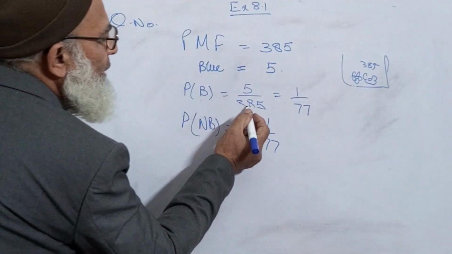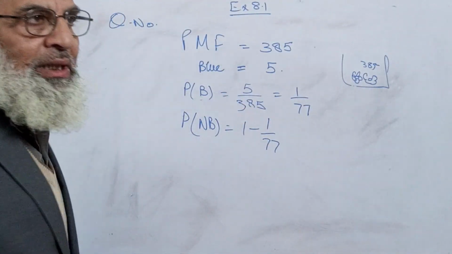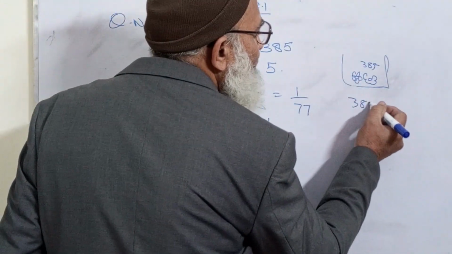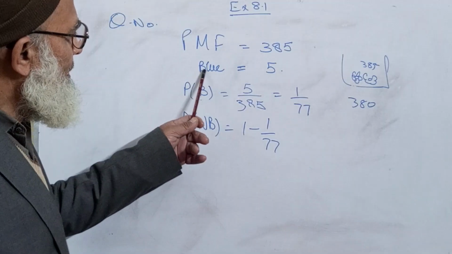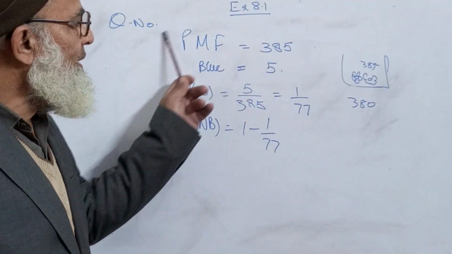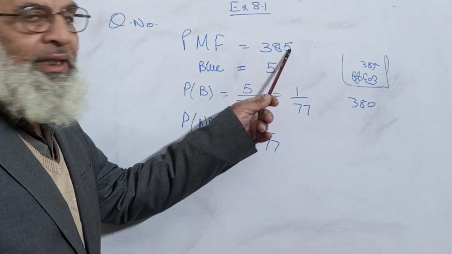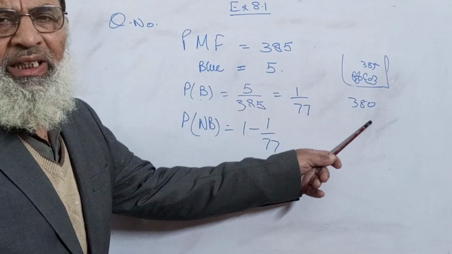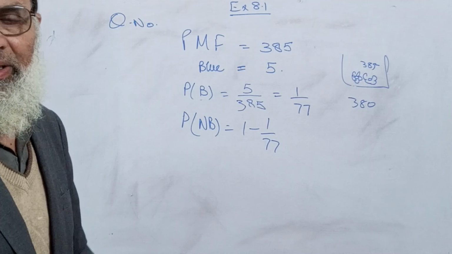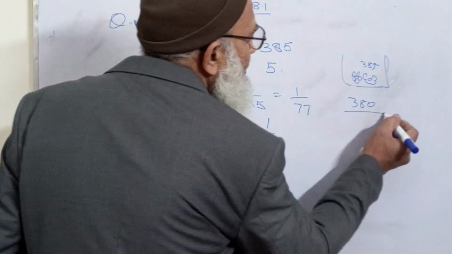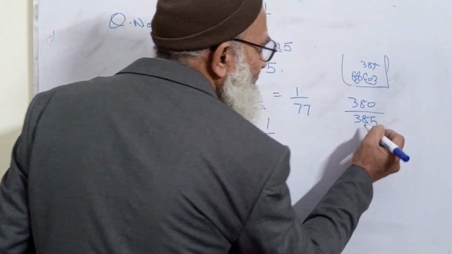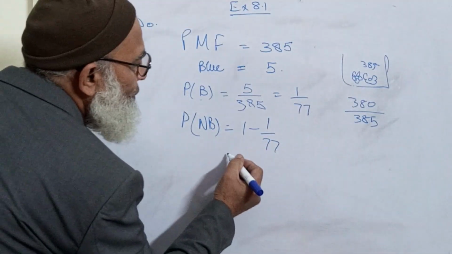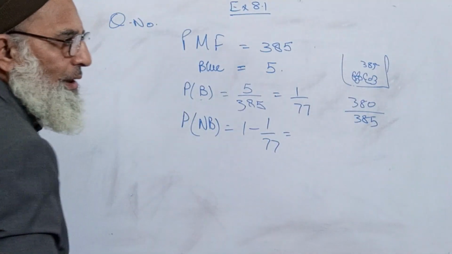The other method will be, yes, of course, there are 380 flowers which are not blue. We know it from this data because only 385 flowers are there and 5 are blue. That means 380 flowers are not blue. So we can do it like this also. Okay, but the format is like this, so we keep on doing it like this.